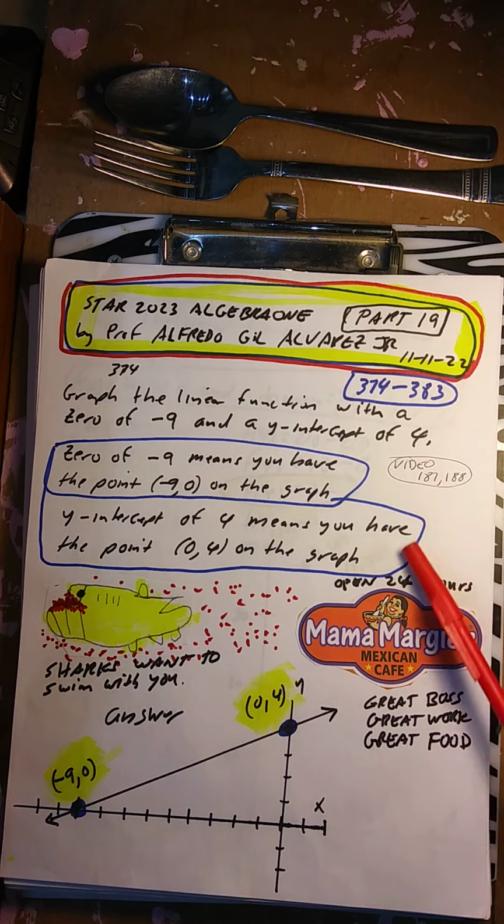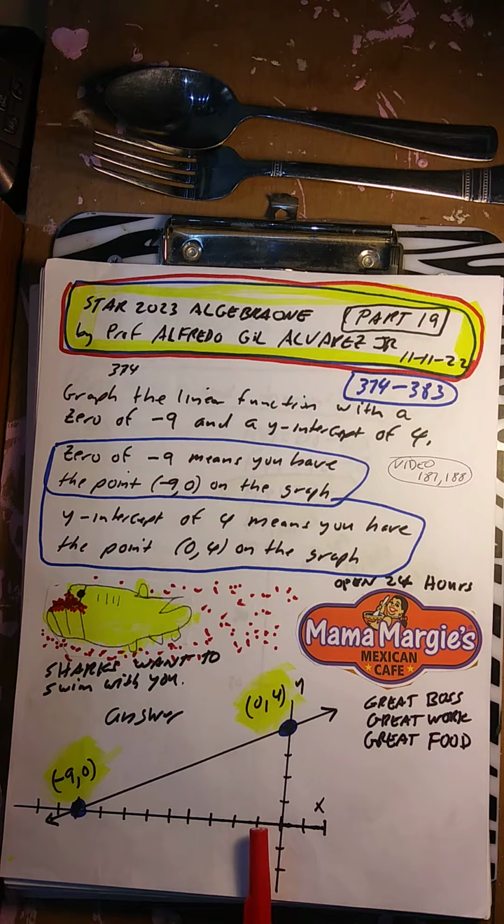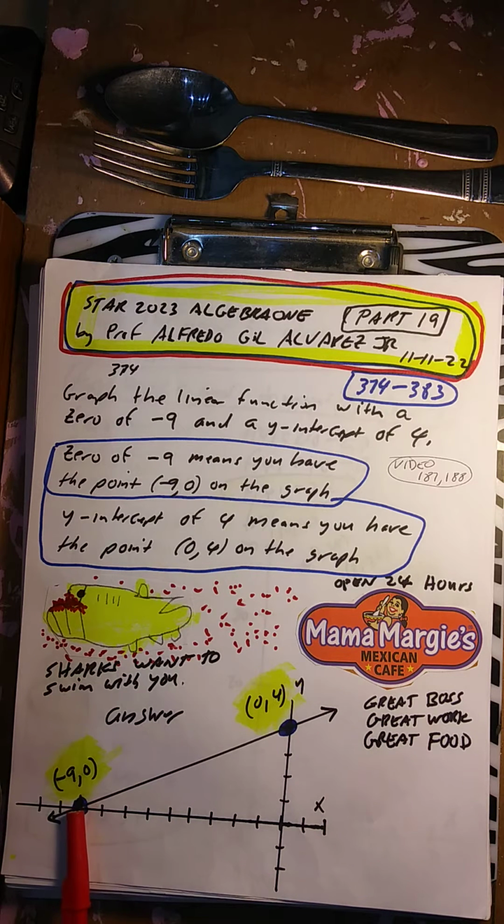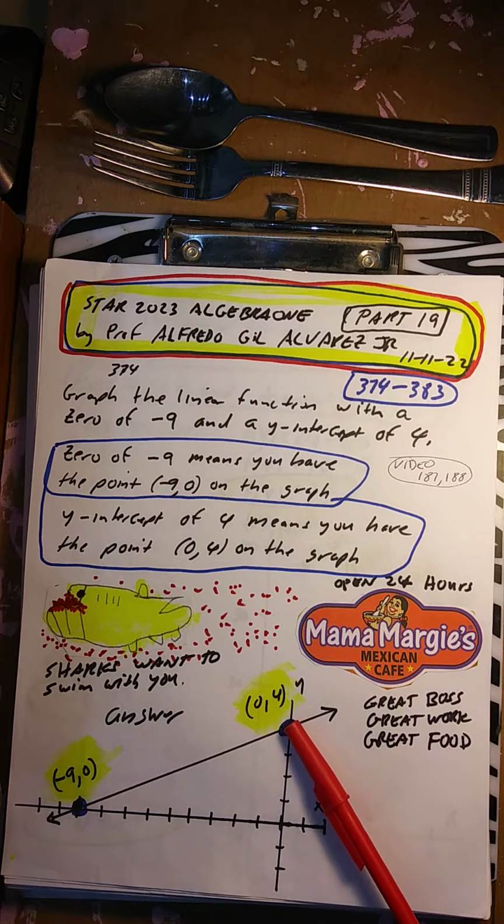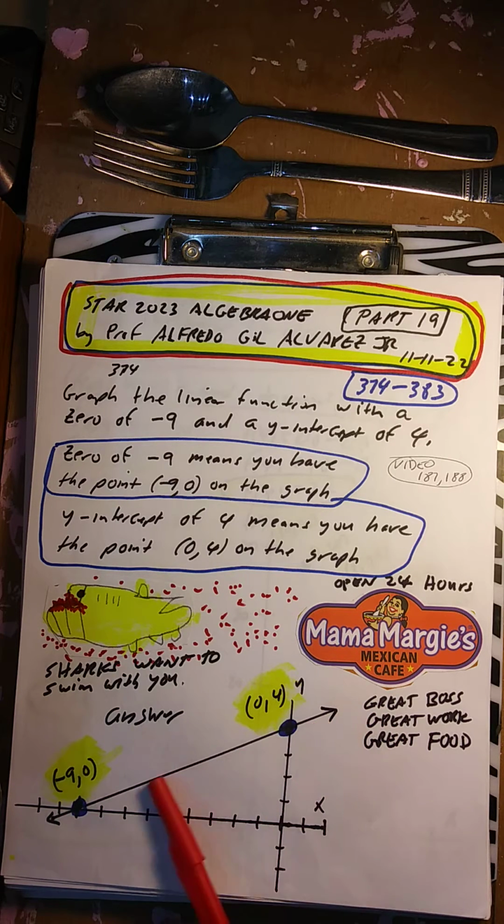So we have these points right here. What you're going to do is graph them. You go 1, 2, 3, 4, 5, 6, 7, 8, 9, 0. There's 1 point. And then at 0 and up 4, there's another point. So we have 2 points. Connect the dots like that. That's it. We're done with that one.